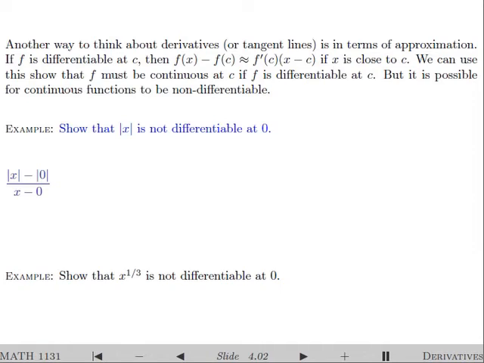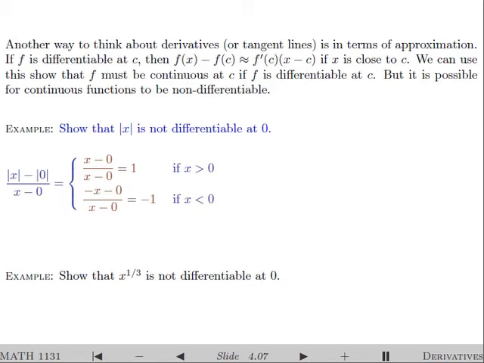To find the limit, because this is not an algebraic expression, I have to look at positive and negative values of x separately. If x is positive, absolute value of x is x. So absolute value of x over x is 1. But if x is negative, absolute value of x is the opposite of x. So I get minus x over x, which is negative 1. So the one-sided limits exist, but they are different. So there is no two-sided limit.